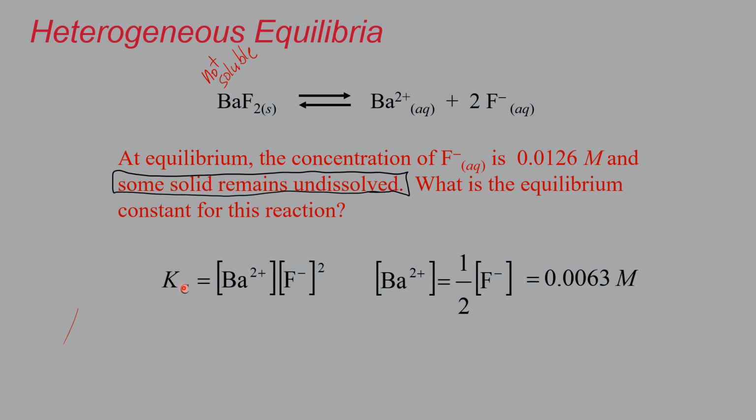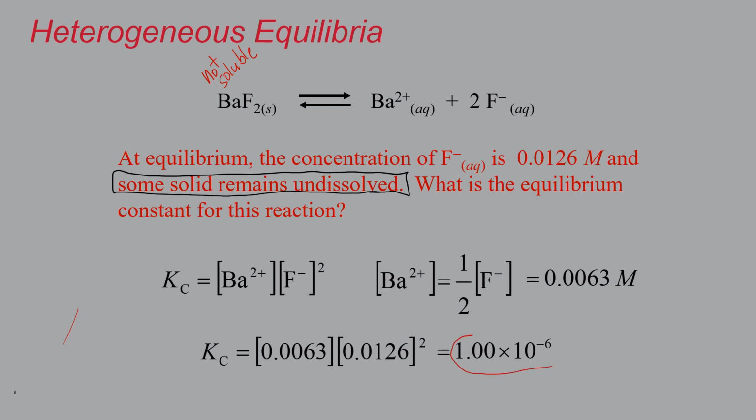So the barium concentration is 0.0063 molar. Now just plug it into the equilibrium constant expression, which ends up being 1 times 10 to the negative 6 molar. Now remember that number. And also remember these numbers right here, 0.0063, 0.0126. All right, now we know what this is, and you're going to need that for the next example.